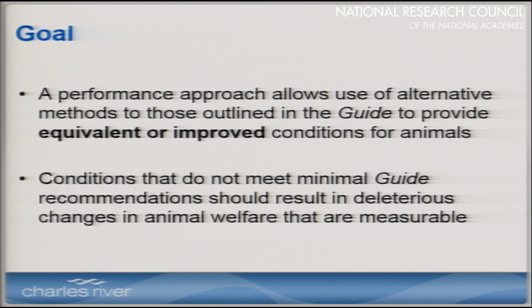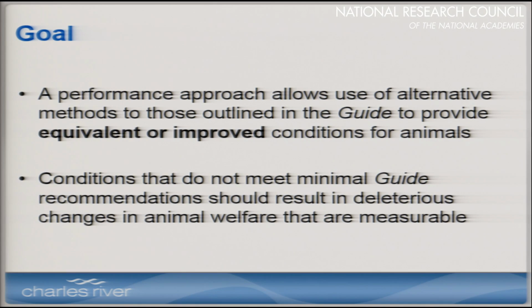So the goal that we've developed for what we would call alternative methods or performance-oriented approaches outlined in the guide is that if we alter off recommendations of the guide, the alternative, or what we call the variance, should be equivalent or provide improved conditions for the animals.